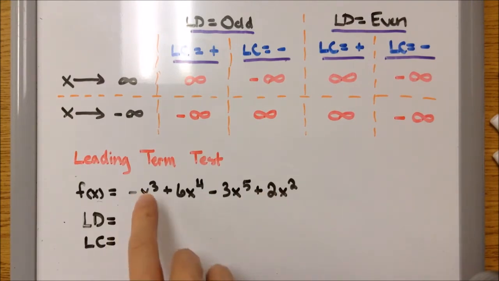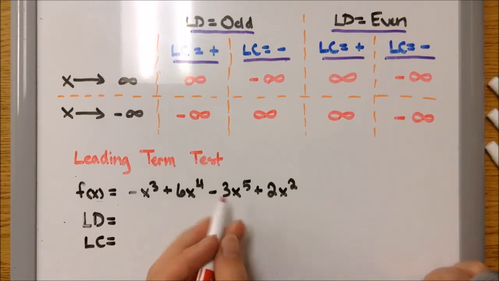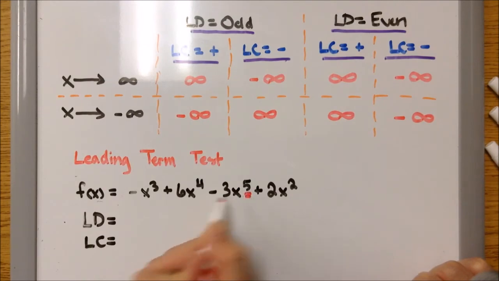So let's take a look. 3, 4, 5, 2. Those are our exponents. So right here, the highest of all of them is 5. So that means I'm going to be looking at the leading coefficient here too.